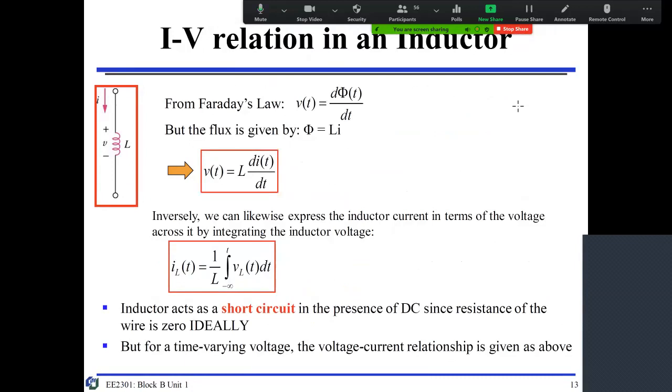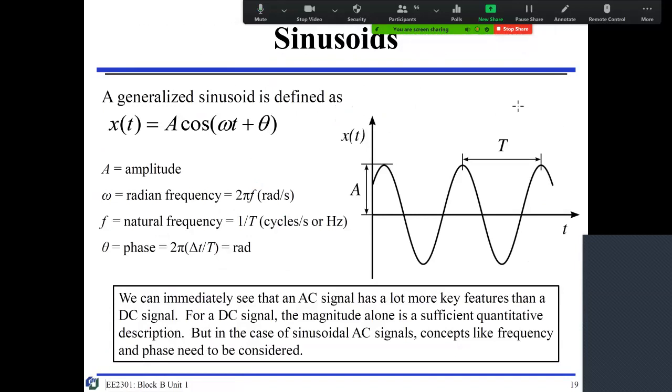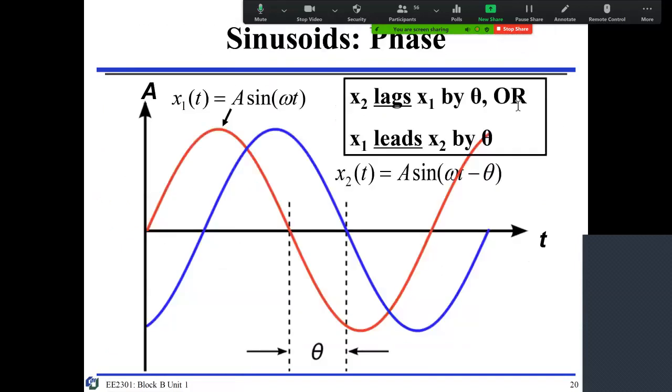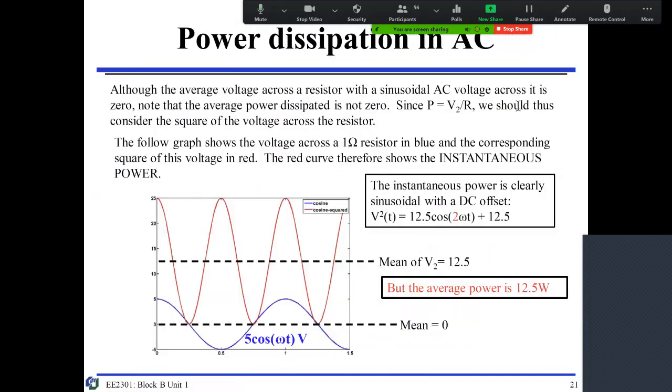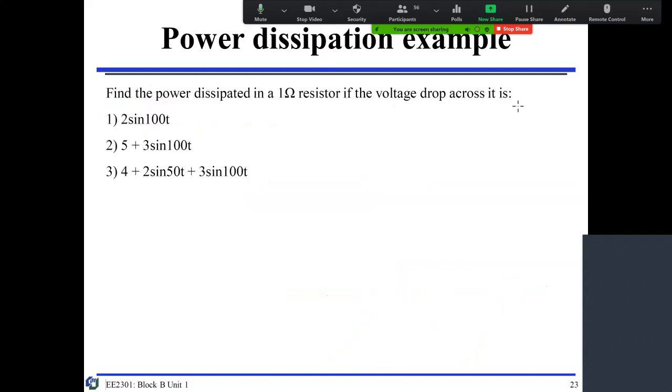So you know this capacitor stuff. Now let's take a look at sinusoids. Okay, this is a sinusoid signal. You have a gain, phase, and frequency or period. And then you have phase lead and lag. For the pure resistance, we're talking about power versus RMS, peak, and so on and so forth.